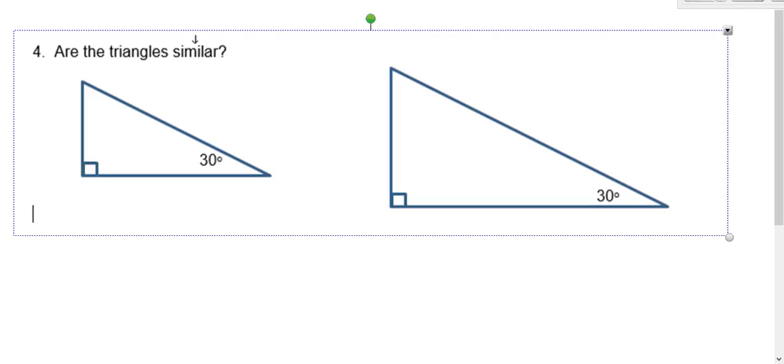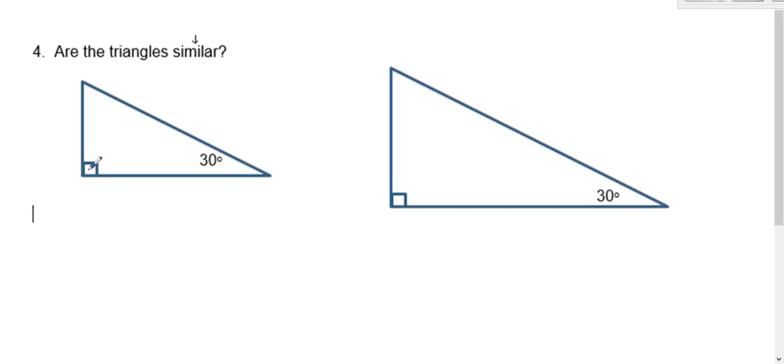Are the triangles similar? Pretty simple question. They have a 90-degree angle. They each have a 30-degree angle. So the two right triangles each have a 30-degree angle. Yes, they're similar because of angle-angle. They have two angles that are the same. They have the right angle and the 30-degree angle.